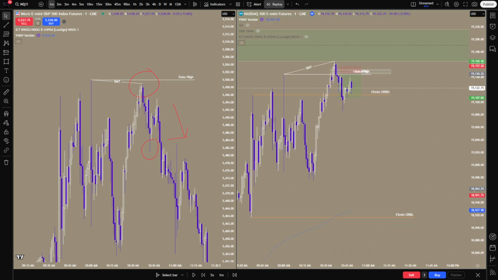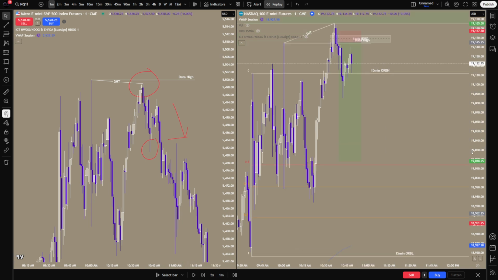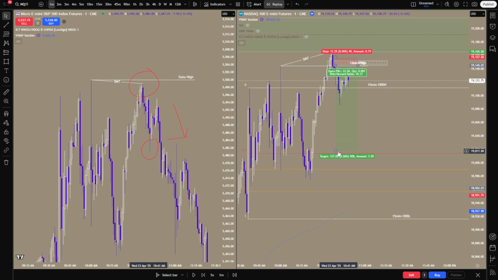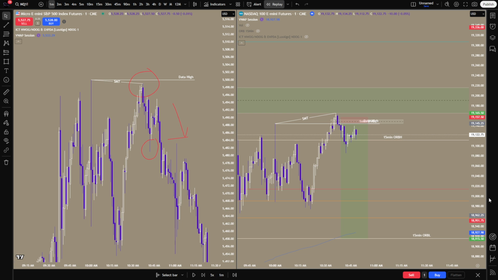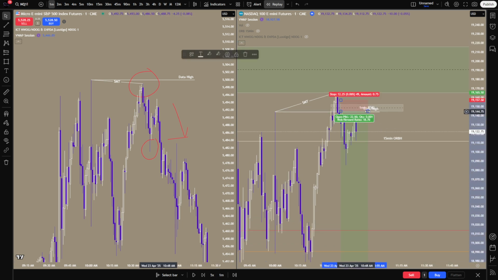First of all, you're using your Fibonacci retracement tool from the high to the low of the ORB right here, and you're going to target the 50% of the ORB as a good first TP level or even a full TP, and then you're going to target the ORB low for your full TP, or if you wanted to hold it all day expecting a bearish breakout, you're going to hold it for the rest of the day.